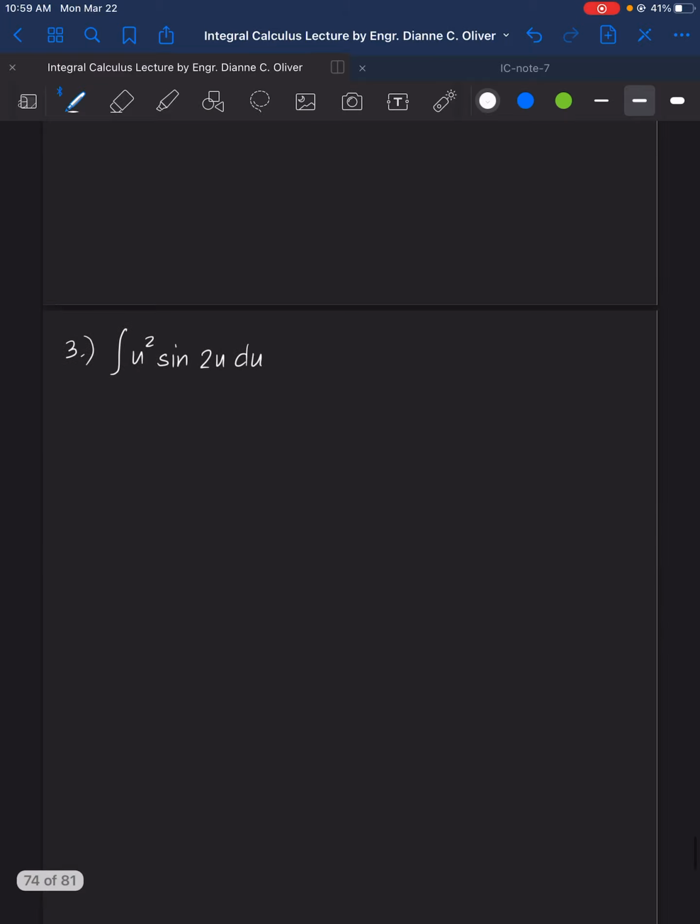Next, number 3. So for number 3, we have the integral of u squared sine 2u du. So using integration by parts, from LIATE, we don't have logarithmic, we don't have inverse, but we do have algebraic, which is u squared. So algebraic comes before the trigonometric. So we will let u is equal to u squared.